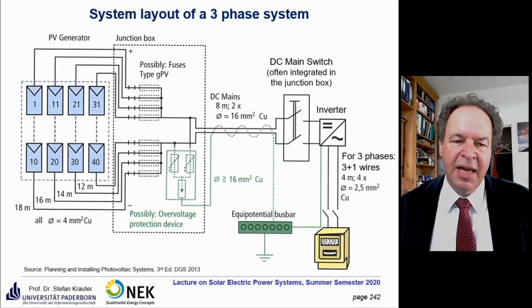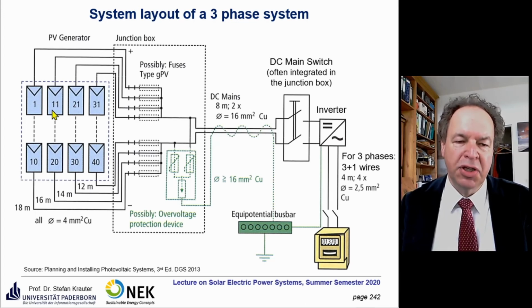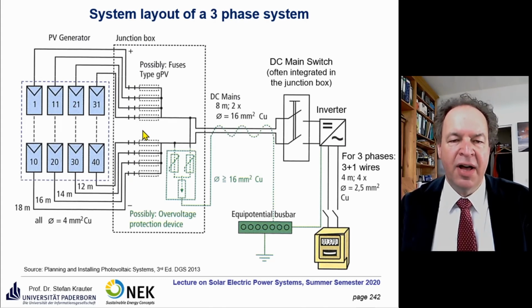Here is the system layout. You have the PV generator, here consisting of 40 modules. 10 modules each are interconnected in series, the rest is interconnected in parallel, and then you find here the interconnected strings, usually via string diodes, or here, for example, with fuses.